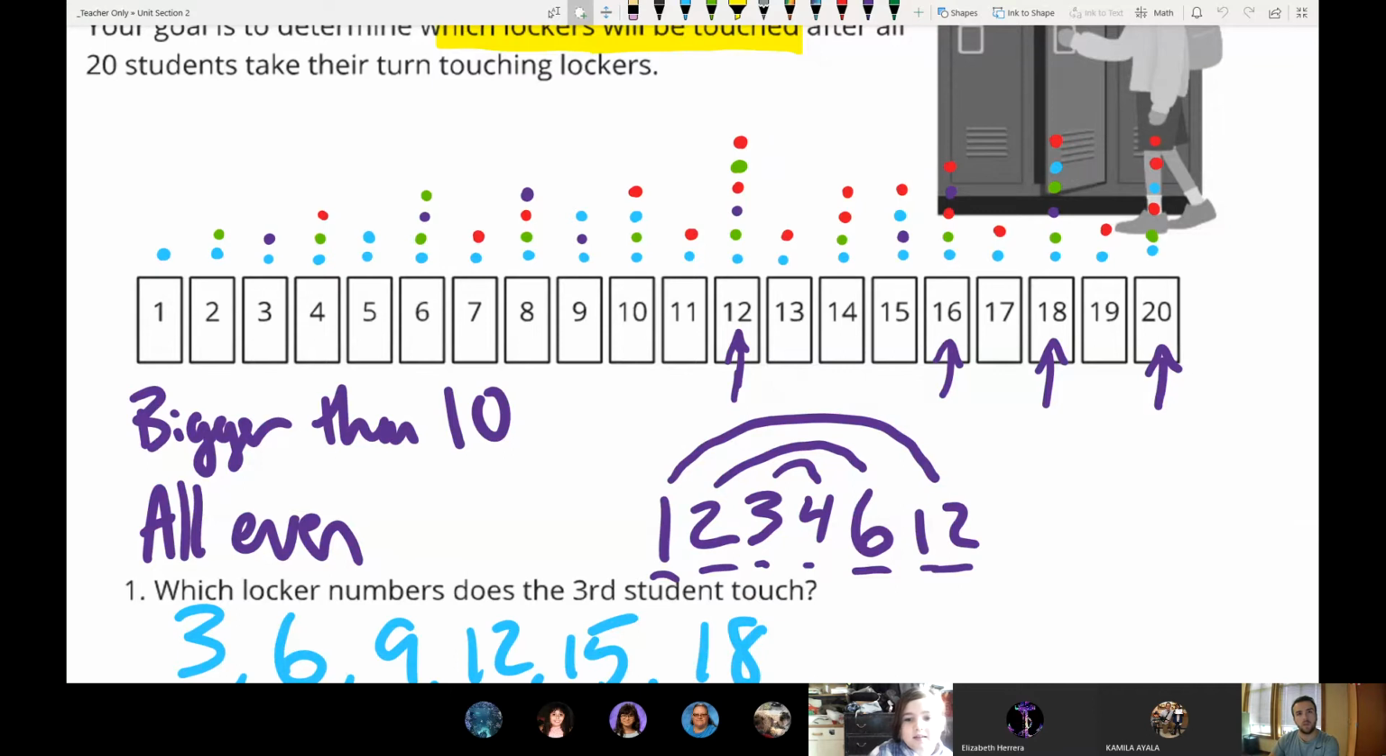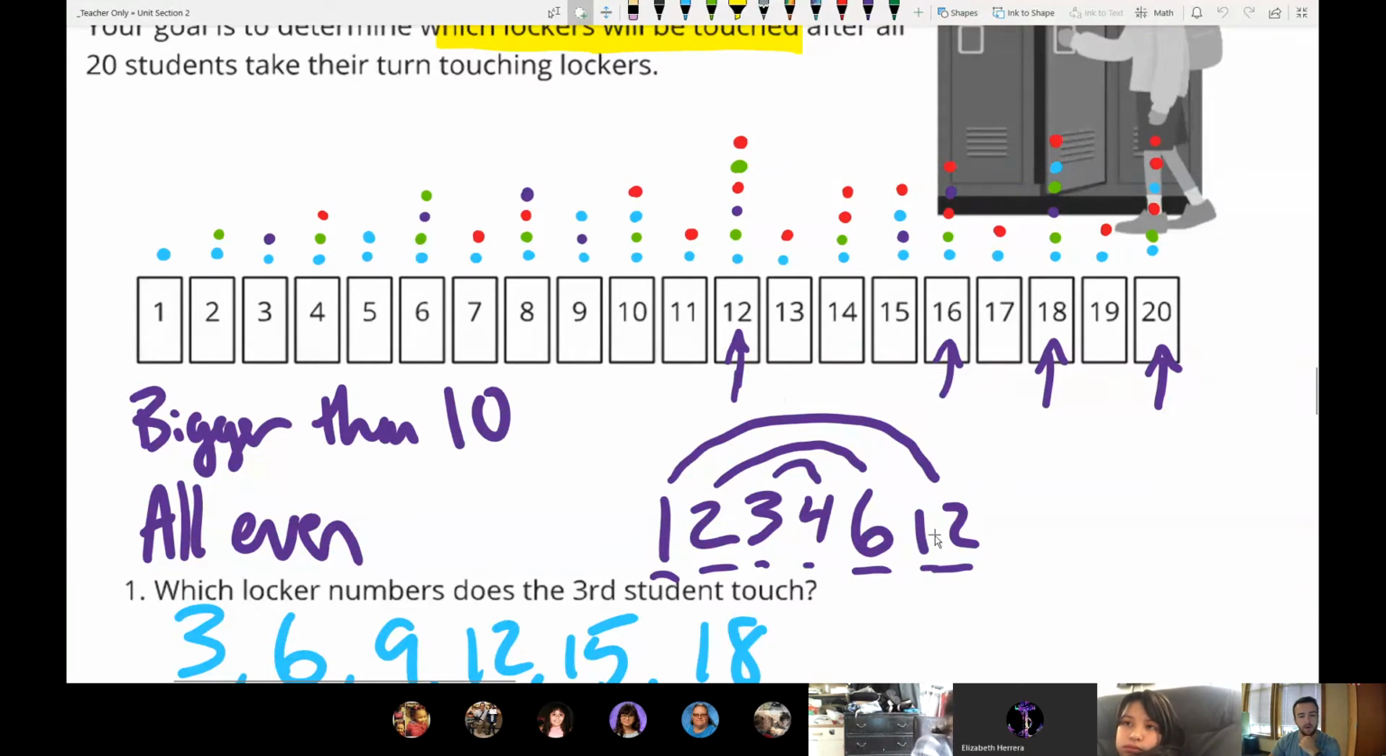So when we're looking at locker 12, we see how many times there are dots, how many times the locker was touched. Okay, I see 6 dots, don't you? See 6 dots above 12, meaning that 6 students touched locker 12.